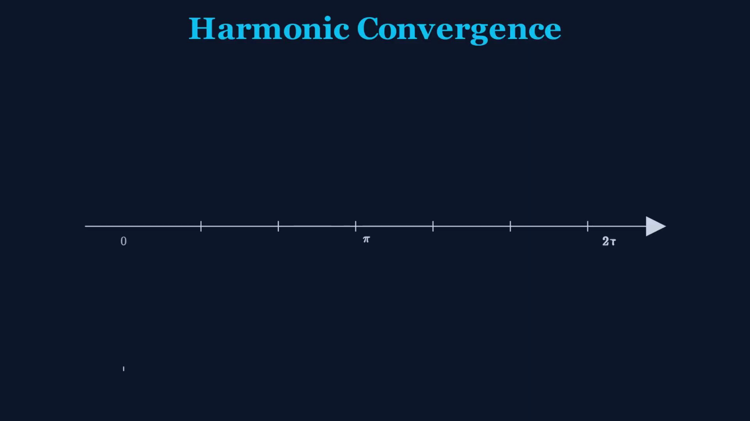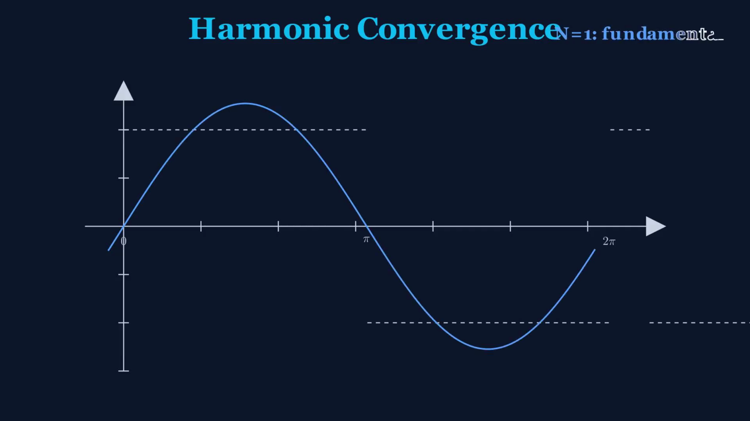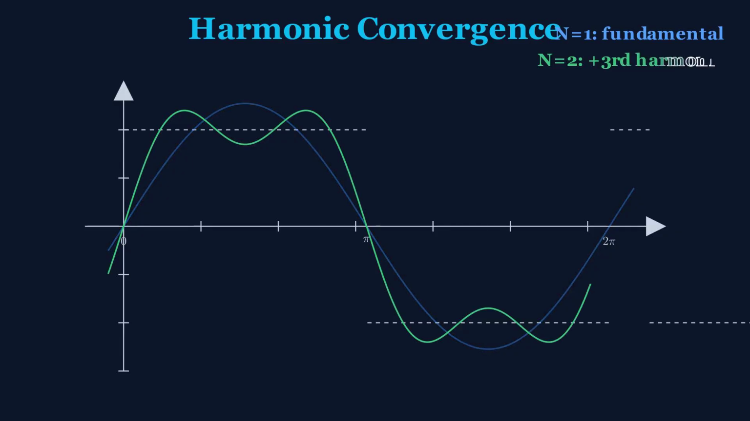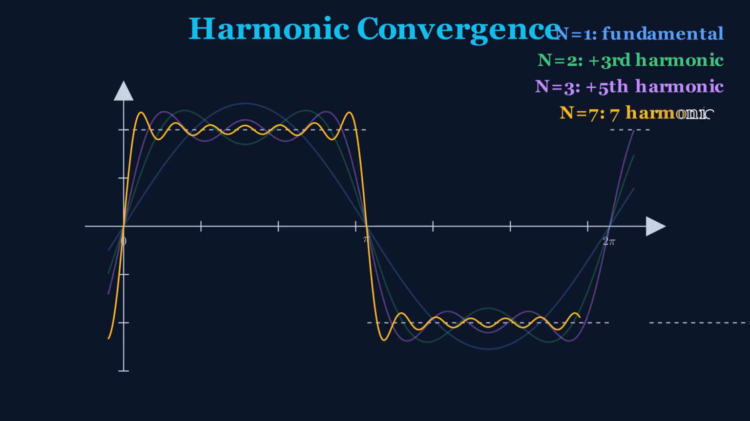Let's watch the convergence step by step. Starting with just the fundamental, f1 of t equals 4M over pi times sine t. It's a smooth sinusoid, the crudest possible approximation. Adding the third harmonic gives f2 of t with sine 3t over 3 included. The waveform develops a hint of a flat top. With the fifth harmonic, f3 of t shows clearer corners and flatter plateaus. By 7 harmonics, the shape is unmistakably a square wave.